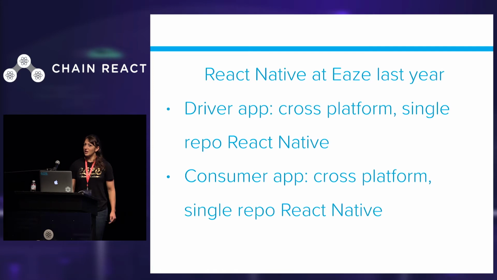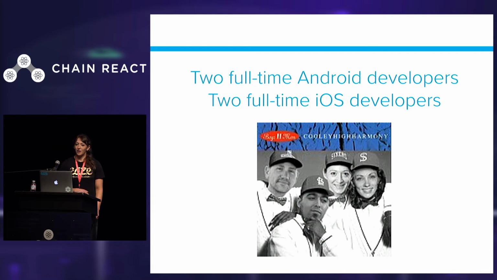So last year, the state of React Native at Eaze, we had two greenfield, fully React Native apps. We had our driver app and our consumer app, both cross-platform, single repo, greenfield React Native. Since then, we've grown our mobile team. It's now 4 people. You could say a quartet. We have 2 full-time Android developers and 2 full-time iOS devs.